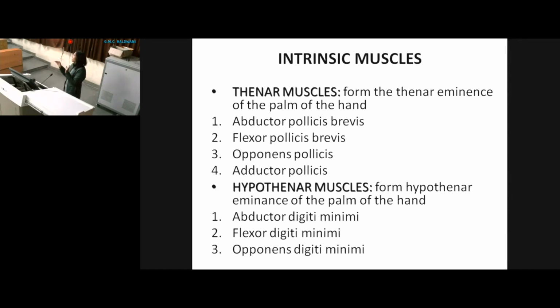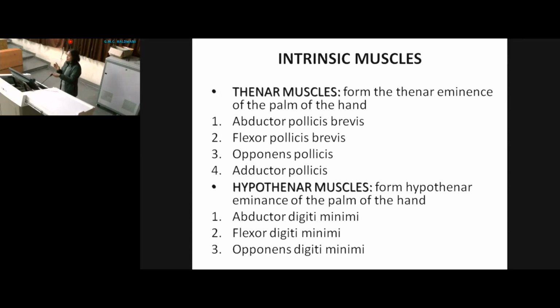Apponens pollicis brevis. Apponens is the function where the tip of the thumb touches the tip of the other fingers. Okay. So for this there is the apponens pollicis. Then there is the adductor pollicis which helps in the adduction of the thumb. Okay. So 4 muscles are found which are muscles of the thenar.